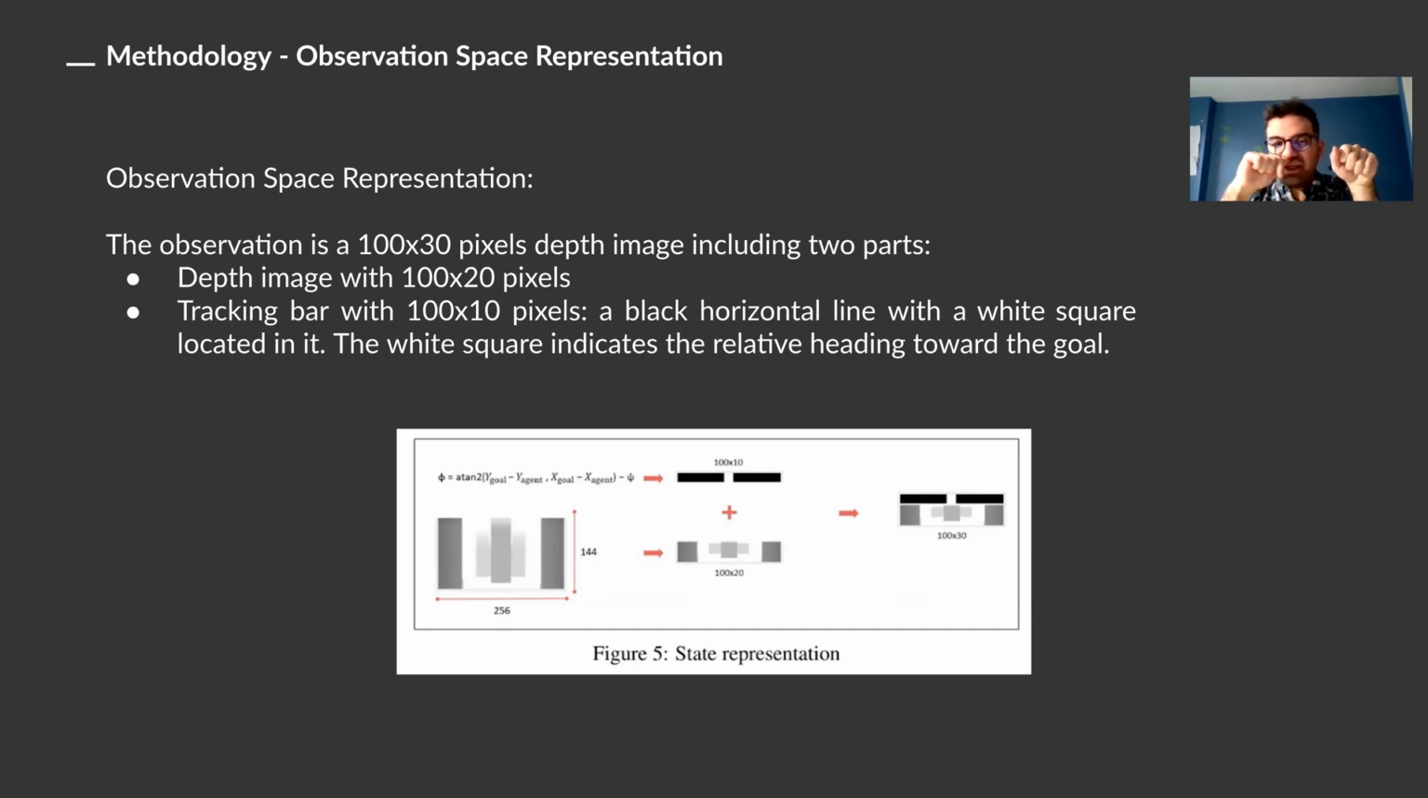On the other hand, we have this tracking bar, which is 100 by 10 pixels. It's a black horizontal line with a white square located in it. The white square indicates the relative heading of the robot toward the goal. We assume that the information provided by the tracking bar is obtained from the perception module that we kept in our system design. So there is some gate detection algorithm that gives us the relative heading of the robot toward the goal, and we use it to enrich our observation data.